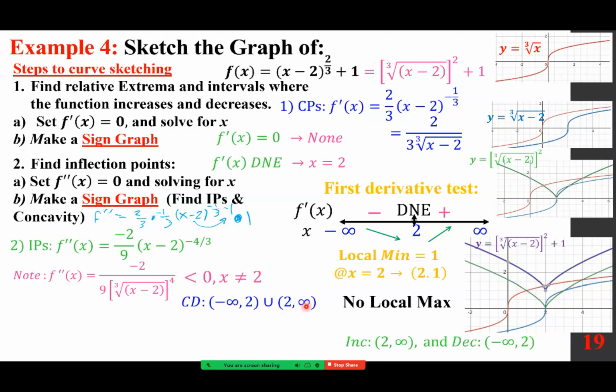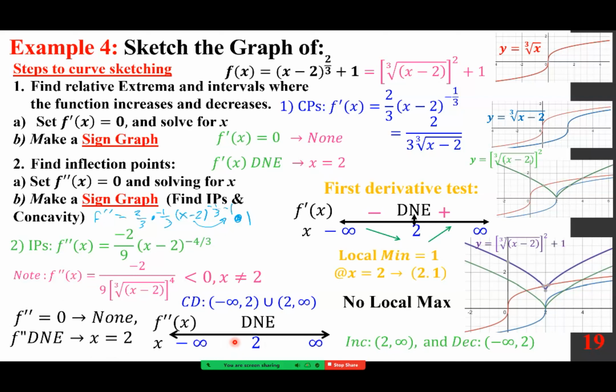But just in case you insist on doing the sign graph on that, this function f double prime is 0 never, because the top is a number. It doesn't matter positive or negative, large or small. F double prime doesn't exist when the bottom is 0, or x is 2. And if you do the sign graph on that, to the left of 2, an easy point would be 0.